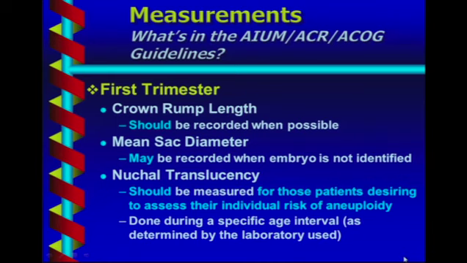Just focusing on what's in the guidelines that have to do with measurements, not all of the other things in the guidelines. In the first trimester, the guidelines say that the crown rump length should be recorded when possible, and the mean sac diameter may be recorded when the embryo is not identified. A little difference between those, the should and the may, and I'll get into those during my talk. The nuchal translucency, they say, should be measured for those patients desiring to assess their individual risk of aneuploidy.